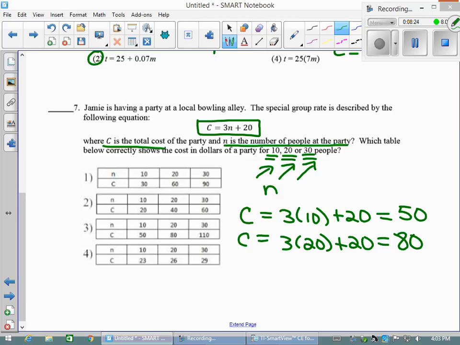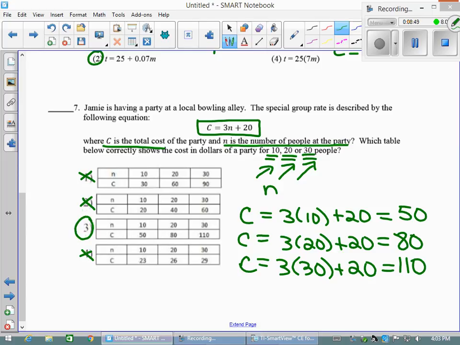And if I look at 30 people at my party, 3 times 30 would give me 90, and 90 plus 20 would give me 110 for my cost. So now I'm just looking for a table that has these associations. So 10 needs to be associated with 50. I only see that happening in table 3. So really just finding the first input and output would have helped me. But then let's just double check. 20 is associated with 80 and 30 is associated with 110. So choice 3 is my answer.